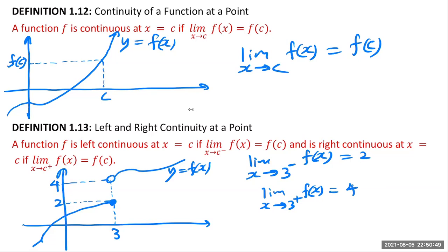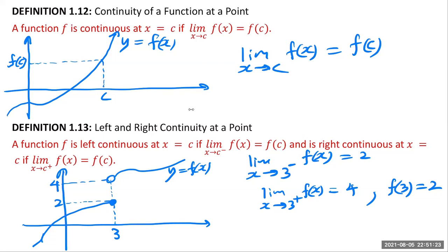Now, what is the function value at x equals 3? What is your f of 3 in this case? Clearly, your f of 3 is this value, because you have this shaded circle here. So at x equals 3, your function value is 2. Now you should be able to determine what kind of continuity you have here, whether you have left continuity, right continuity, or continuity. What can you say about that?